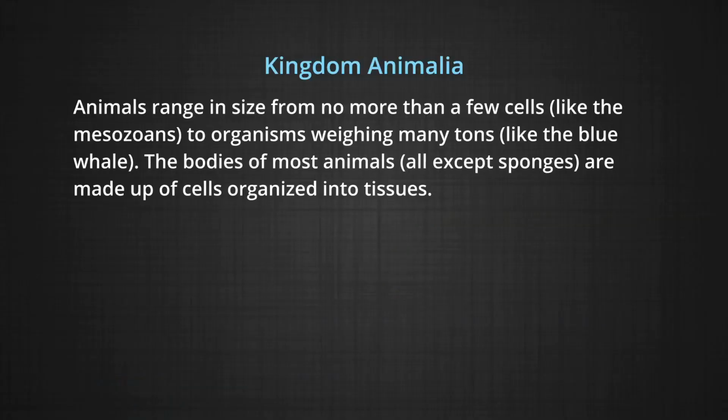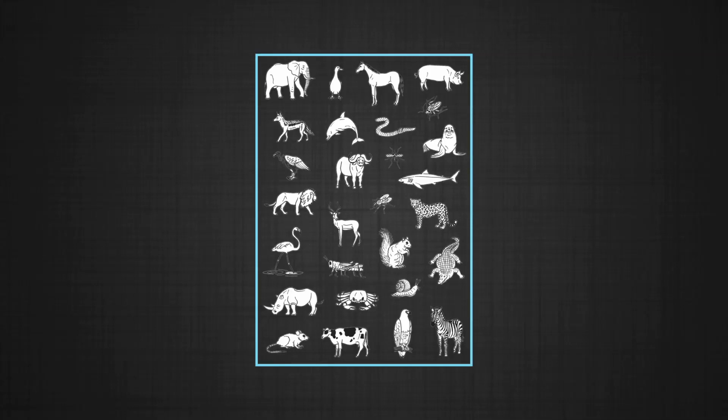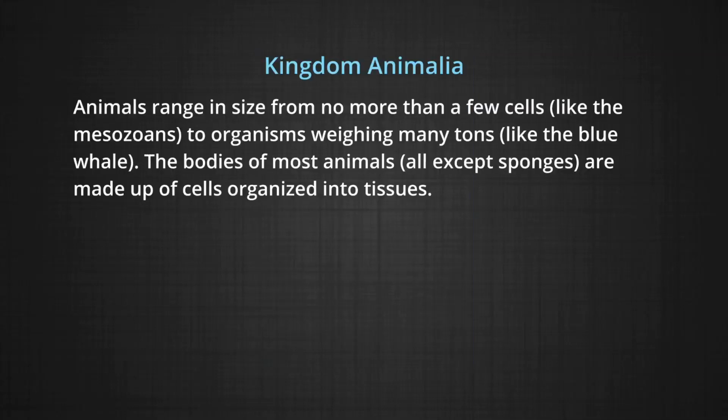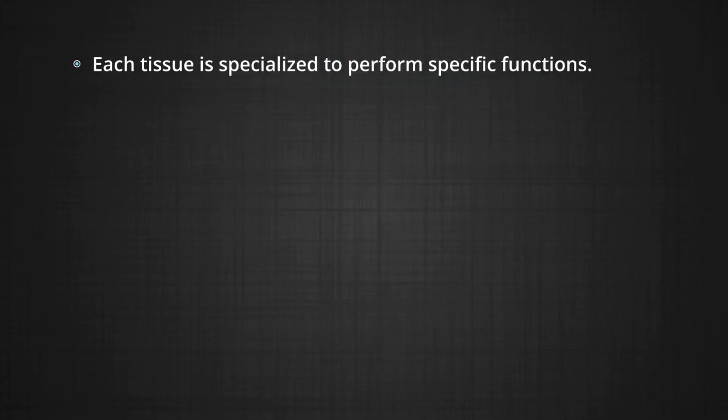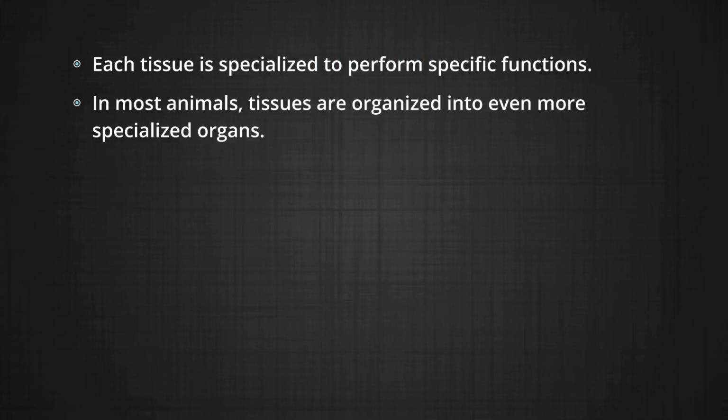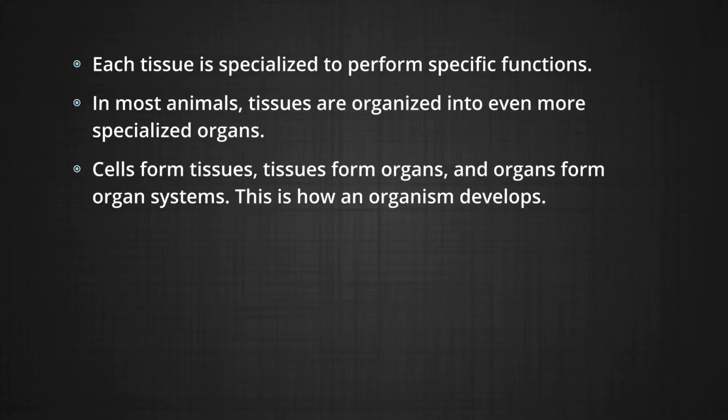Most animals inhabit the seas, with fewer in fresh water and even fewer on land. Animal cells are held together by structural protein such as collagen. Animals range in size from a few cells like the mesozoans to organisms weighing many tons like the blue whale. The bodies of most animals, all except sponges, are made up of cells organized into tissues. Each tissue is specialized to perform a specific function. In most animals, tissues are organized into even more specialized organs. Cells form tissues, tissues form organs, and organs form organ systems. This is how an organism develops.